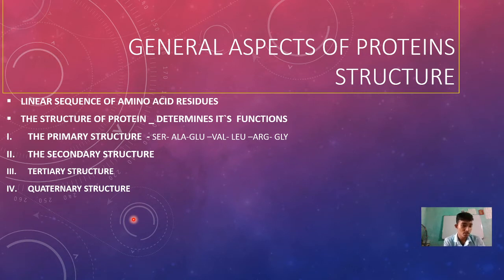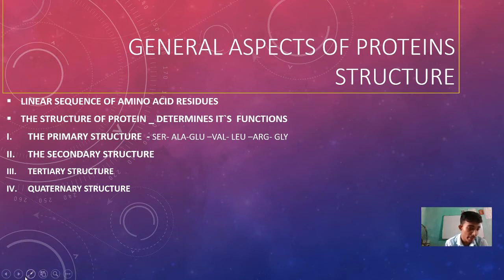Let's see. Primary structure: you can see here I have given a linear sequence of the chain, serine, alanine, glutamine, valine, leucine, as an example. This is a linear sequence of amino acids attached by peptide bonds, and this type of linear sequence of amino acids joined along the polypeptide chain is called the primary structure.